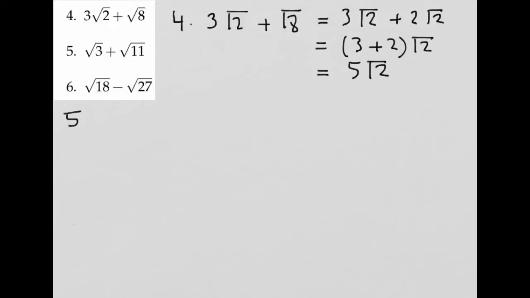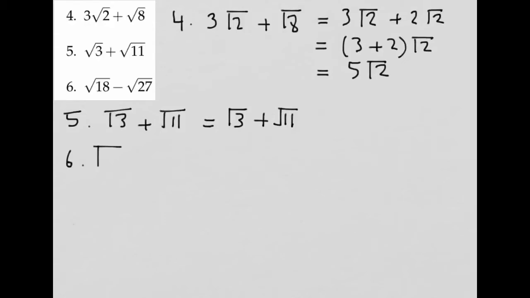Example 5, square root of 3 plus square root of 11. Well, there's no way to combine those. There's not much that can be done to combine those two numbers because it's like adding apples and oranges. So that will be equal to square root of 3 plus square root of 11. In other words, when we try to add, there's not much we can do to combine them further.